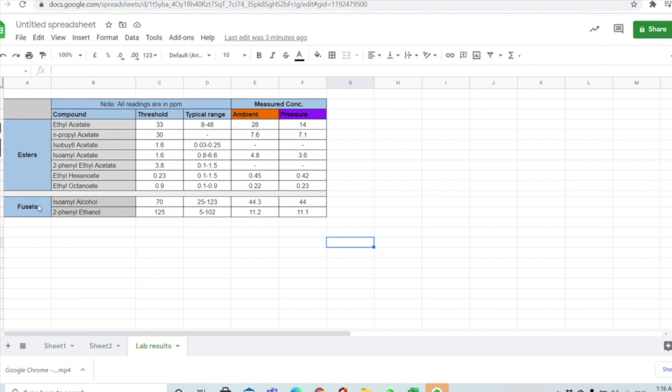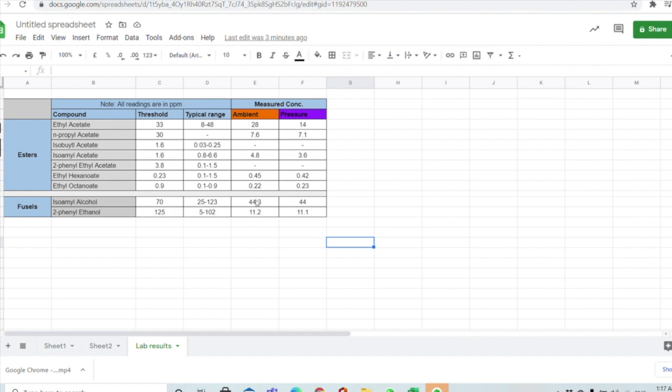Now comes the fusel alcohols. For fusel alcohols, we measure two kinds. First is isoamyl alcohol. Isoamyl alcohol, similar to isoamyl acetate, contributes a banana-like flavor, but also has that added warmth that you get from higher alcohols or fusel alcohols. The threshold is 70 ppm for humans. The typical range it's found in is quite broad, between 25 to 123 ppm.